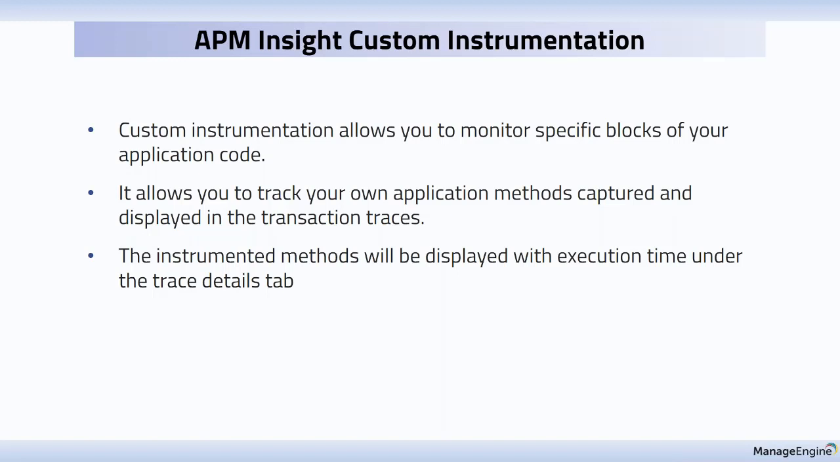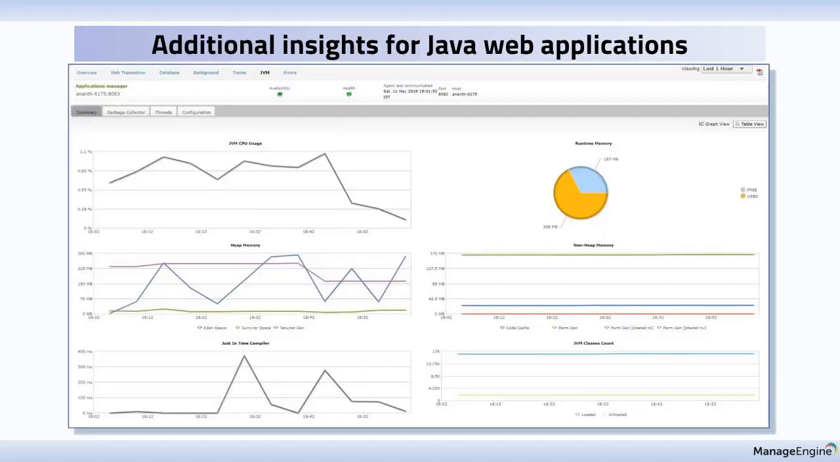The benefit of custom instrumentation is it allows you to track your specific method and see the internal invocation, that is the code flow when that method is called, how the code reacted and how the internal invocation happens based upon the code execution. And once the custom instrumentation is performed, the instrumented methods will be displayed with their execution time in the trace details tab. Let's see a few additional insights for Java specific web applications.